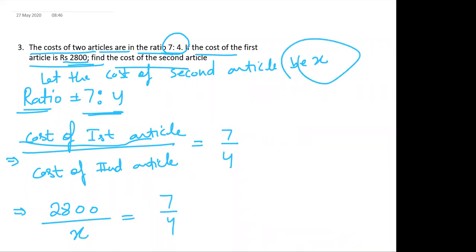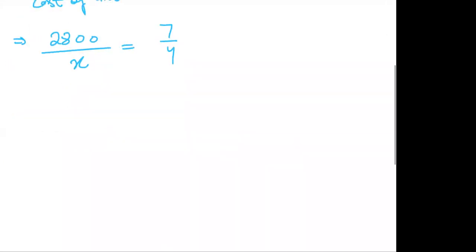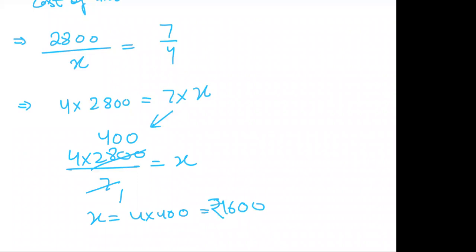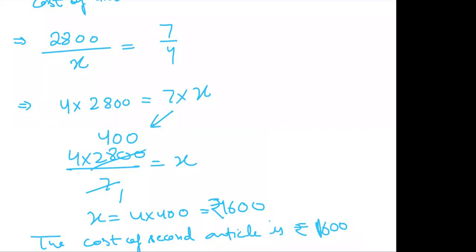Now do cross multiply and find the answer. So 4 will be multiplied with 2,800 and 7 will be multiplied with x. So transfer 7 here. So 4 into 2,800 upon 7 is equal to x. So x is equal to, 7 was a 7, 7 4s are 28. Okay, 400. So x is equal to 4 into 400. So 1,600 rupees. So the cost of second article is rupees 1,600. Okay, this is the answer.